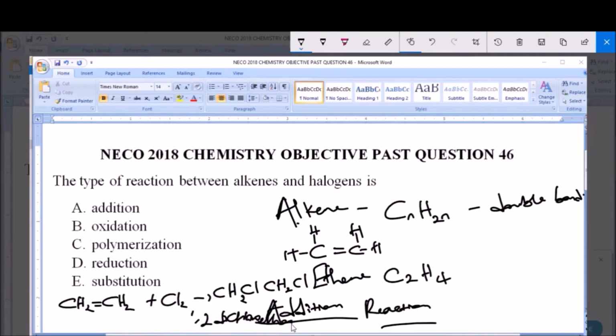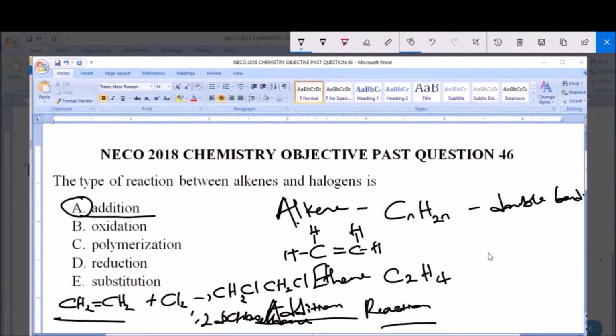1,2-dichloroethane. Now if you look at this reaction, we added chlorine to this ethene. We did not substitute anything. Substitution simply means that an atom will be substituted, that is, maybe a hydrogen atom will be substituted with chlorine. But that was not done here. What we did here was addition. And so therefore, the type of reaction between alkenes and halogens is the what? Addition reaction. And like I told you, alkenes can only undergo addition reaction with halogens.